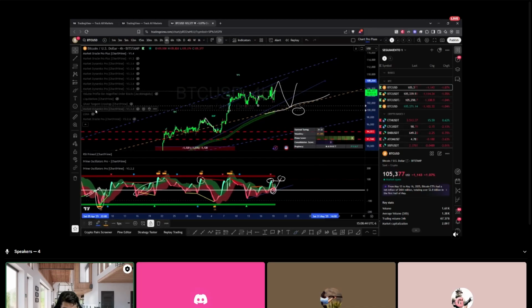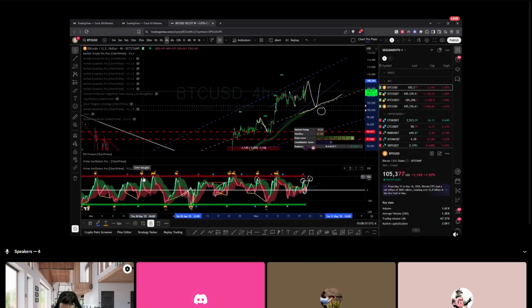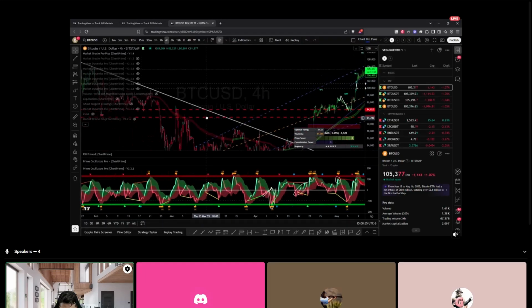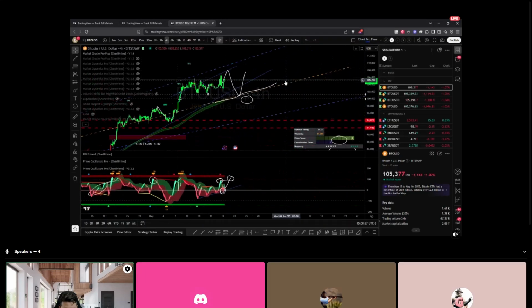If, to the contrary, we do not create a goose head, and instead we have a sharp rejection like in here, something like that, I believe that we're going to be seeing this zigzag movement, all right?